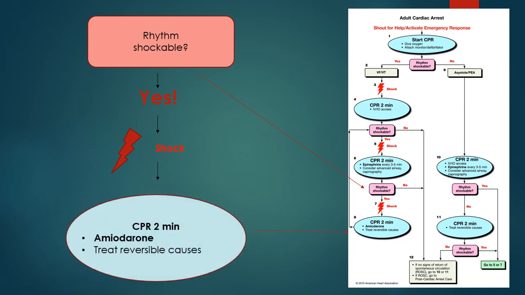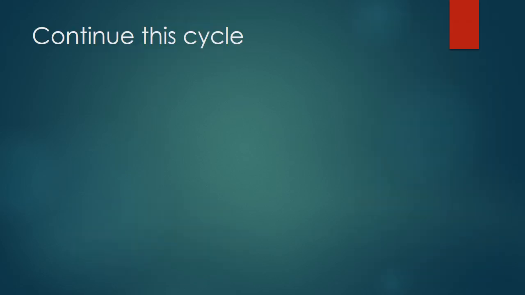After defibrillation, continue CPR again for 2 minutes and consider the second dose of amiodarone and also look at treating reversible causes. Continue in this cycle of 2 minutes of CPR and then assessing the rhythm. You can keep giving the epinephrine 1 milligram every 3 to 5 minutes.